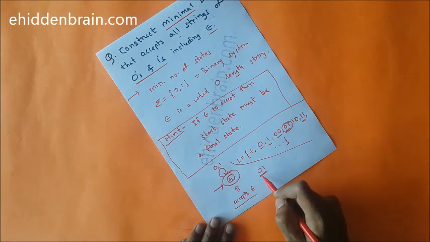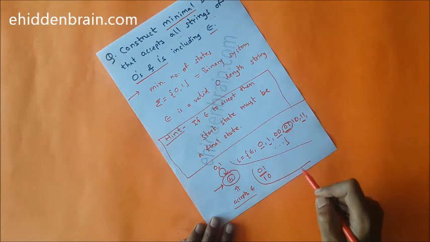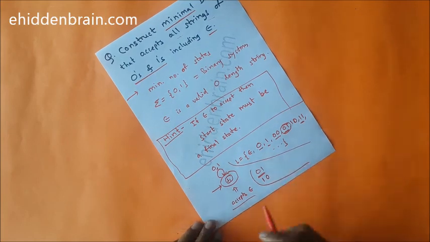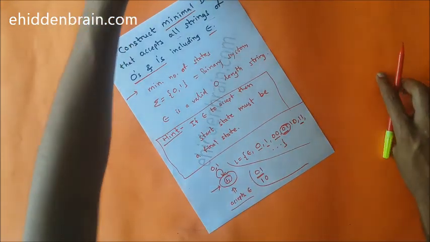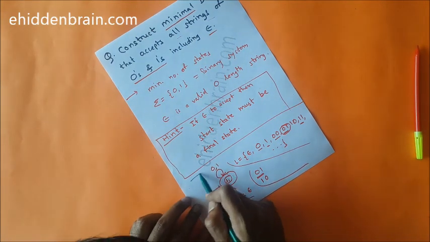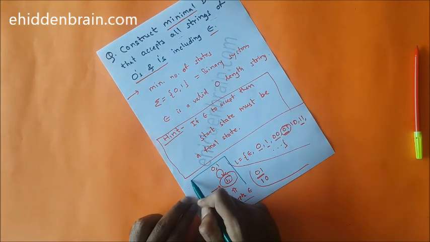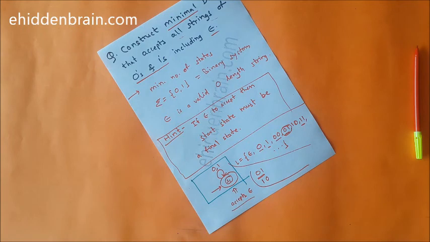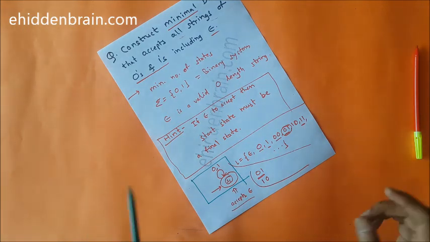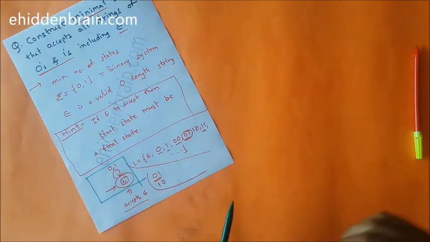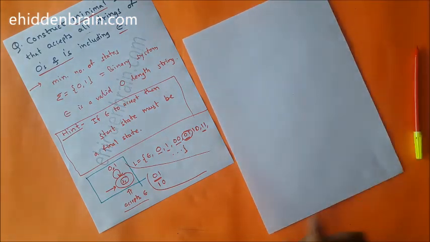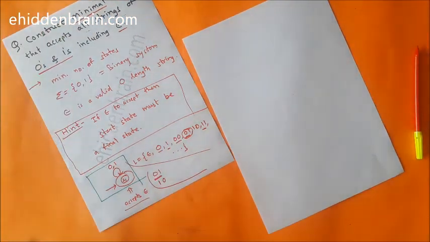Now let's say if I want to accept 10, the first time I will take 1 and the next time I will take 0. Yes, so that way I will accept all the strings of 1s and 0s, and this is the final automata, or the final DFA, I can say. So this is the final DFA, right? This is the answer of the given problem.